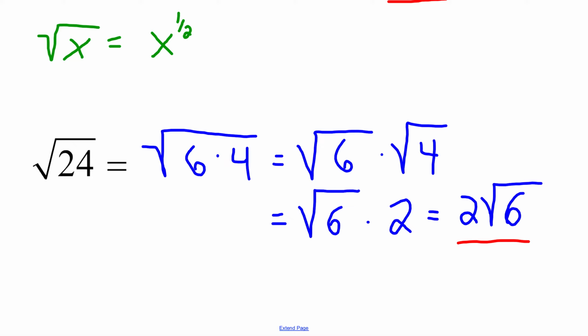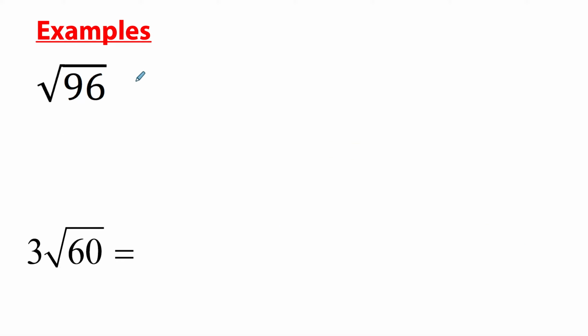Okay, let's continue with a couple more examples. Okay, here is our number from earlier, 96. Now it's underneath a radical, and we need to simplify this radical. So how are we going to do that? Well, like I said earlier, I know that the square root of 96 is the same as the square root of, what are some factors of 96? 16 and 6. Now, why did I choose 16 and 6?